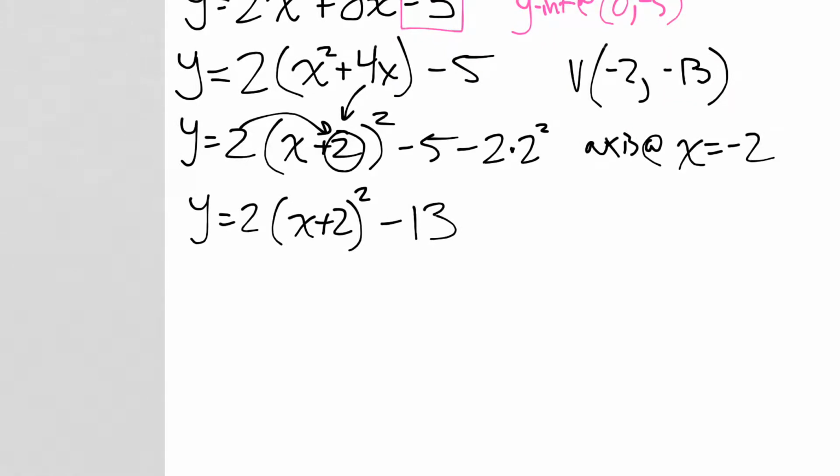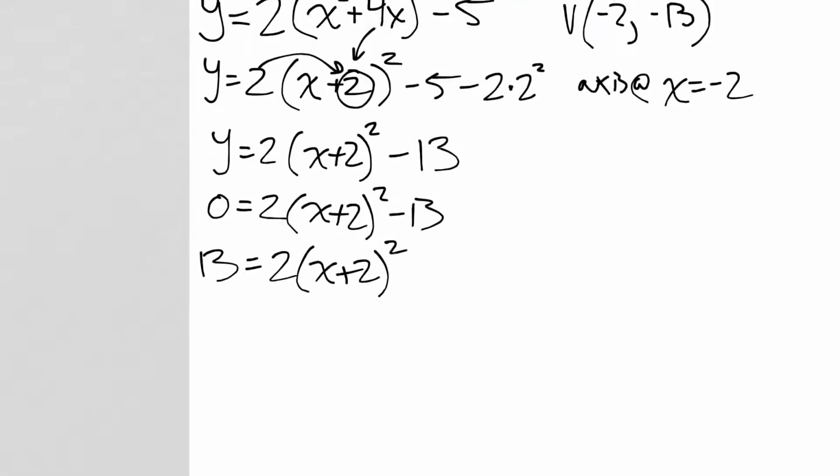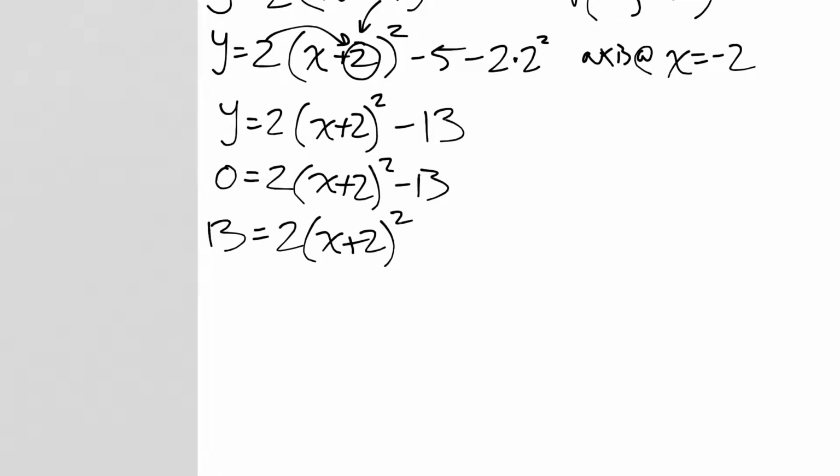They're gross numbers, but it's okay. We need to set it equal to 0. 0 equals 2 times (x plus 2) squared minus 13. And we will add 13 to both sides. 13 equals 2 times (x plus 2) squared. Divide both sides by 2. So 13 over 2 equals (x plus 2) squared.